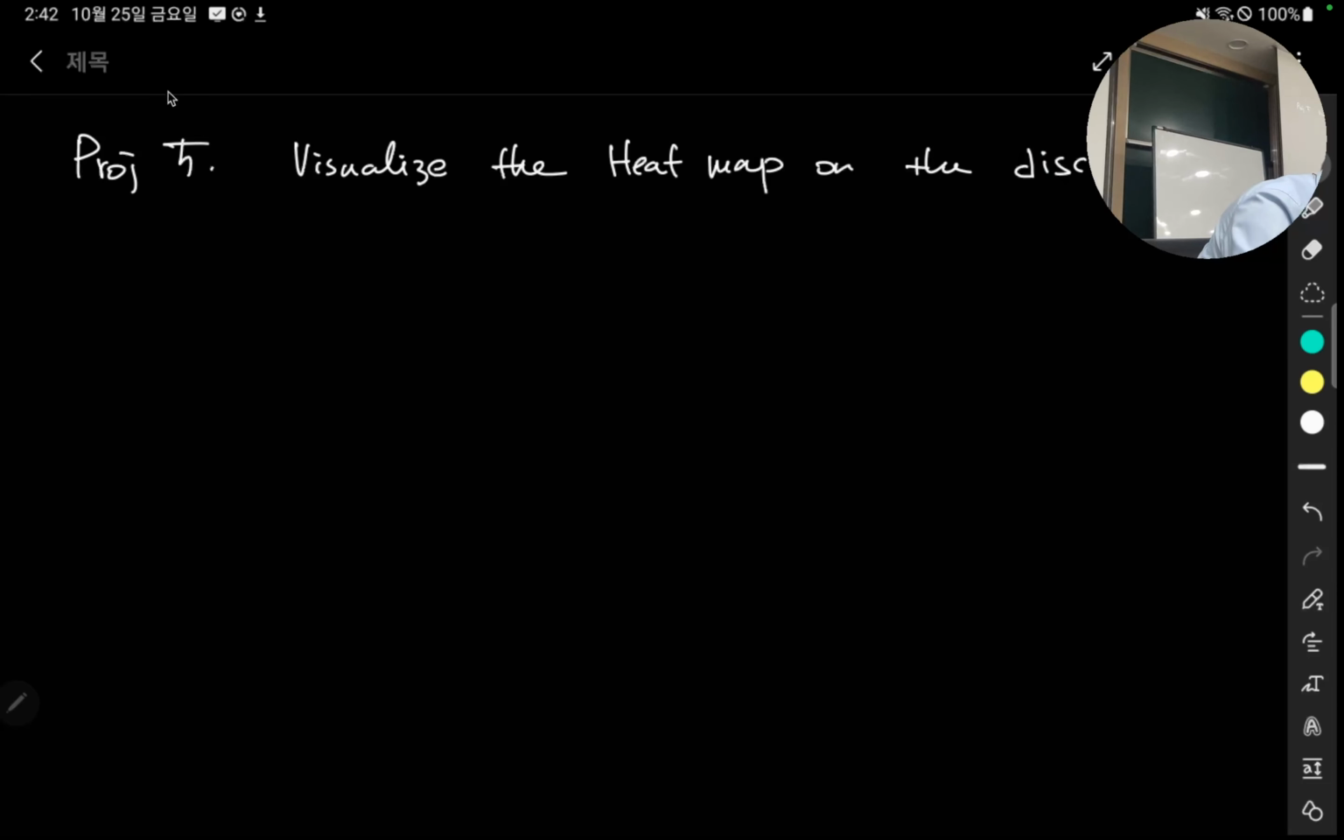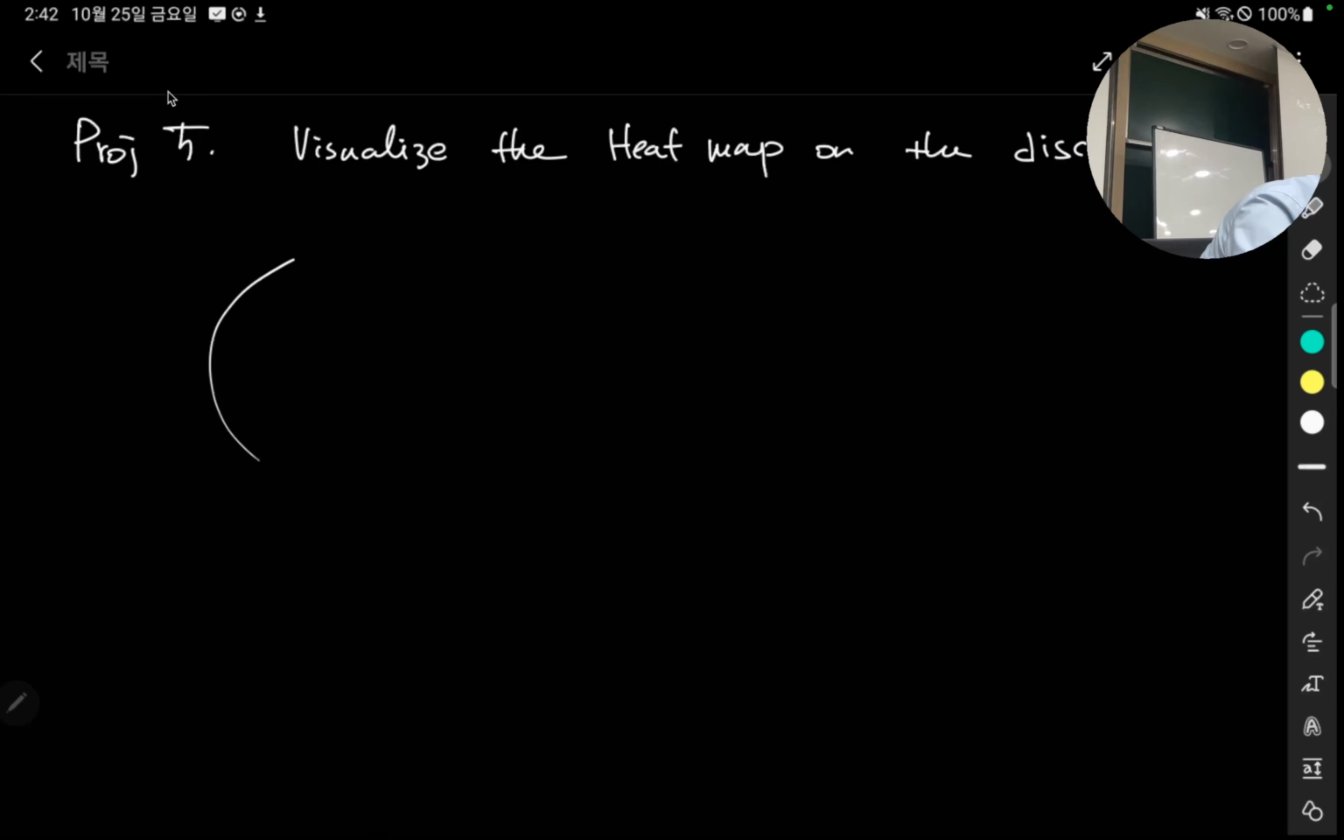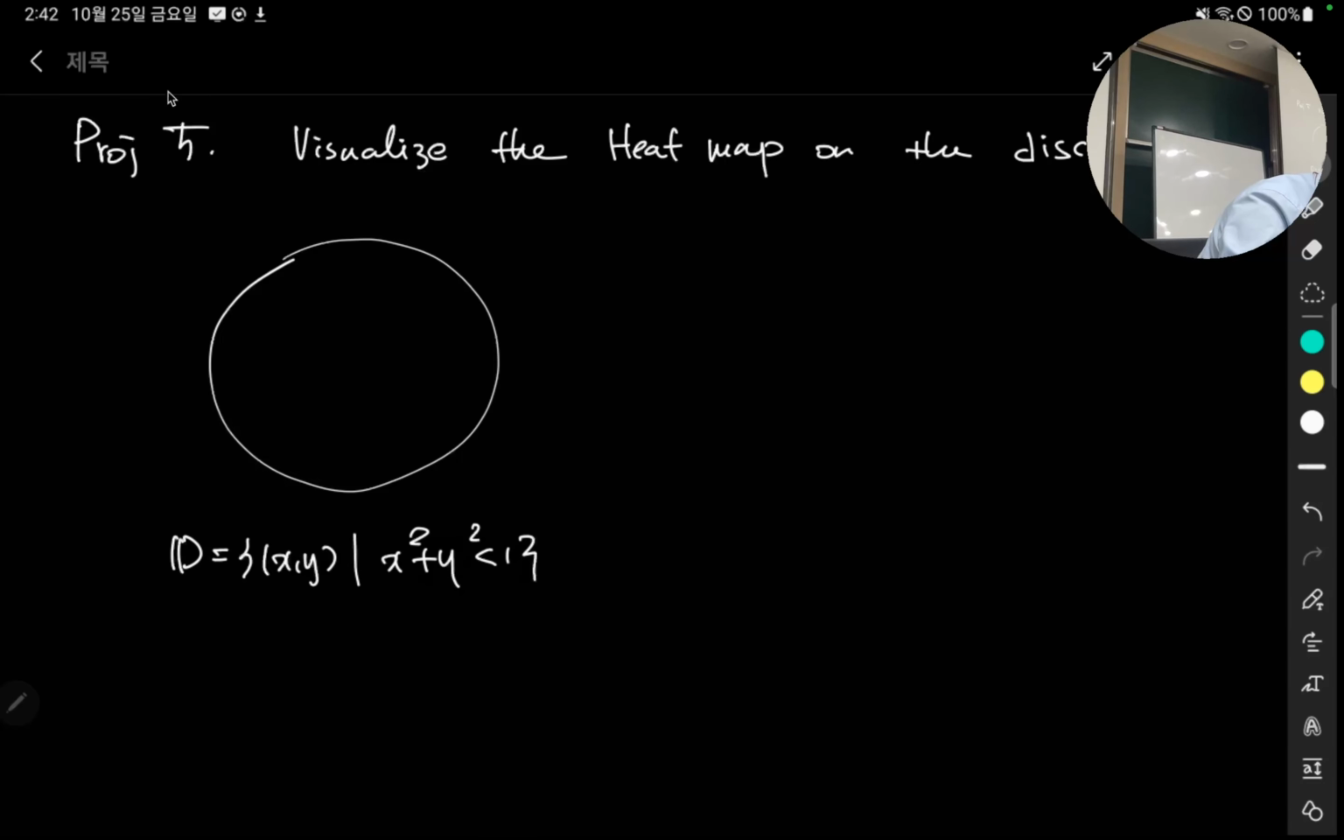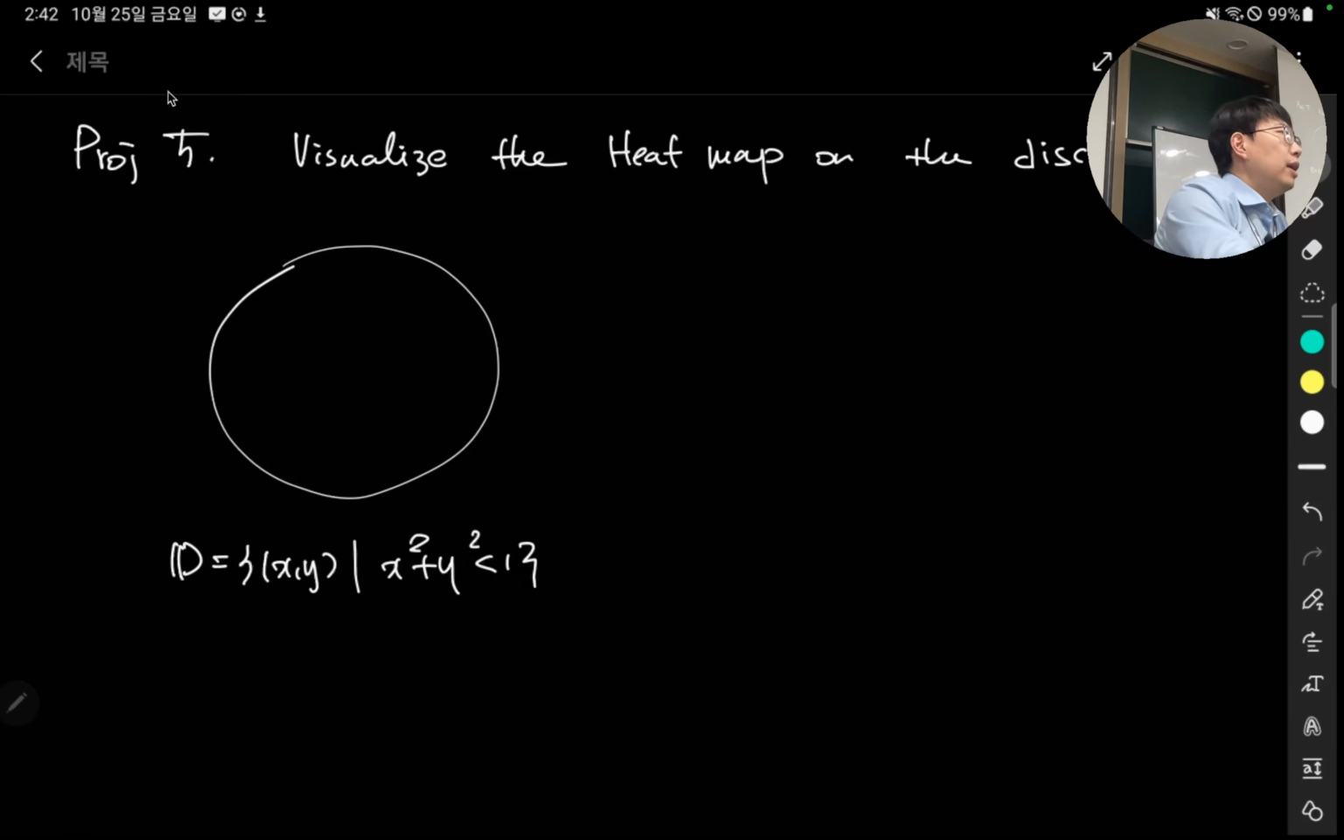Okay, so let's think about the project again. The project is to visualize the heat map on the disk. So what is the disk? The disk is simply the set of all points inside the unit circle. Okay. But what is the heat map? The heat map is actually the function of temperature at every point.